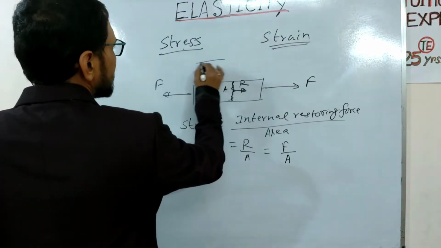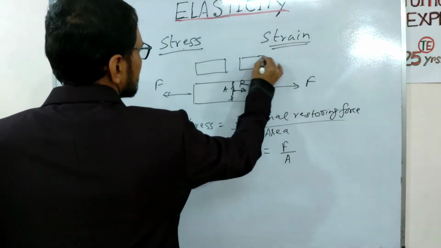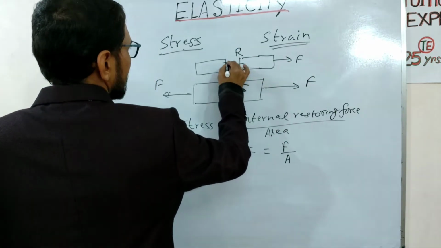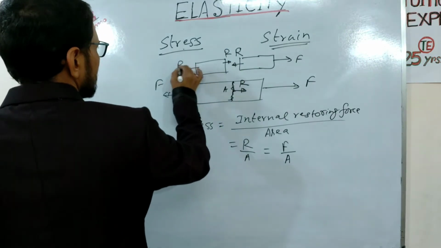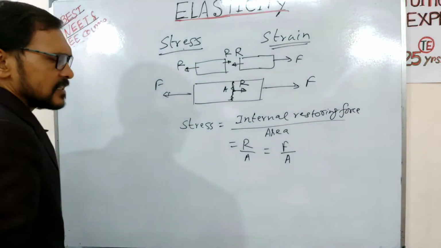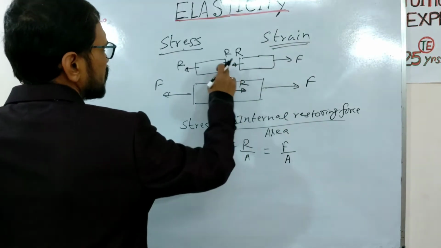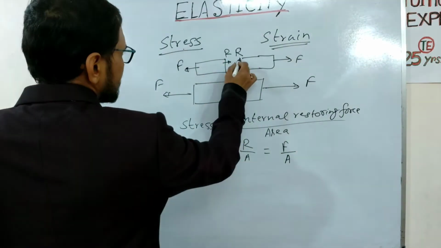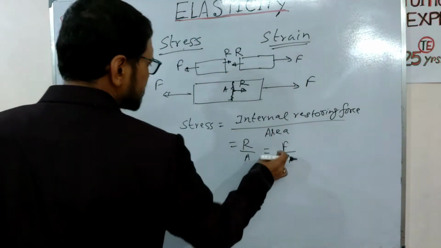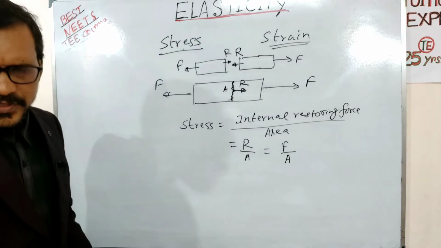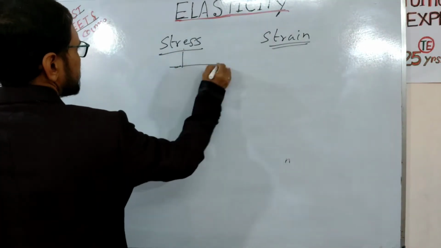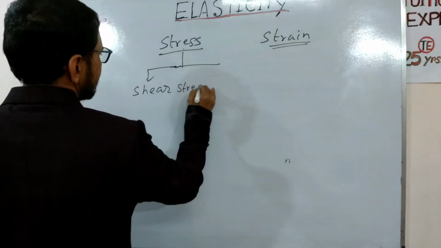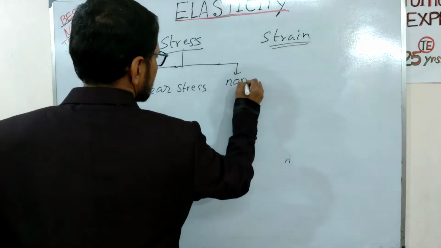So if we draw the free body diagram, then this is F, R, F. As the body is not in motion, F equals R equals F. So the internal restoring force is equal to the external force. So R by A means F by A. Now there are two types of stress: shear stress and normal stress.